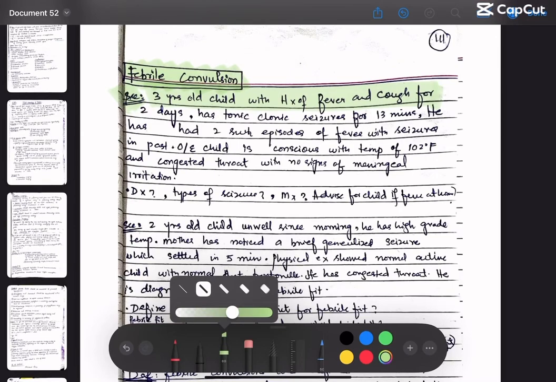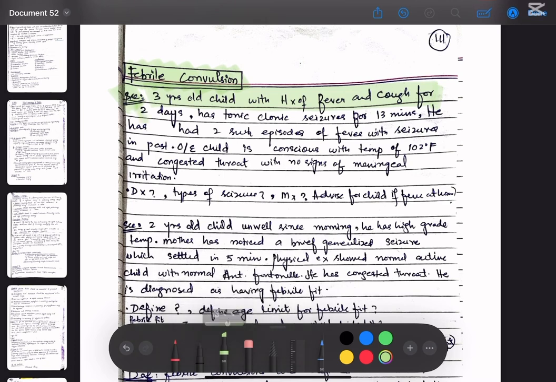Welcome back. So we will discuss the topic febrile convulsions in this video. We have a scenario: a 3-year-old child with a history of fever and cough for 2 days and tonic-clonic seizures for 13 minutes. He has had 2 such episodes of fever with seizures in the past, and on examination, the child is conscious with a temperature of 102 degrees Fahrenheit and congested throat with no signs of meningeal irritation.